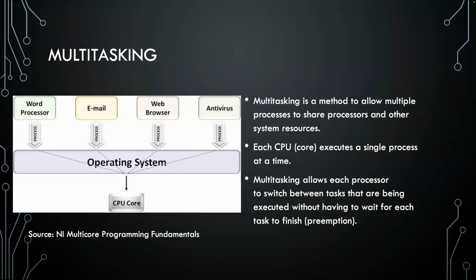Let's say Word has one process going, email has one process going, the web browser is one process, and antivirus is one process, in a perfect world. And then we have our operating system. The operating system is going to help us do our multitasking so that those tasks don't have to finish before the next one starts, right? We just know this intuitively from having used computers.